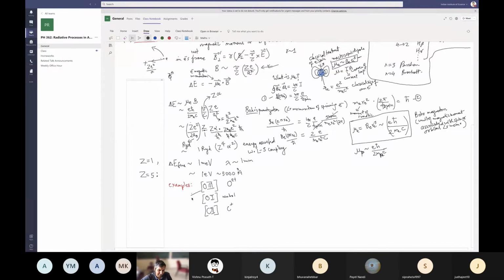And these brackets mean these are forbidden transitions. Basically, their probability is very, very small. Their cross sections are very small, but they occur in a dilute medium. Therefore they are common in astrophysics, because astrophysical gases are very dilute.